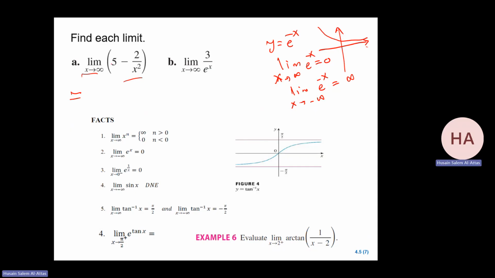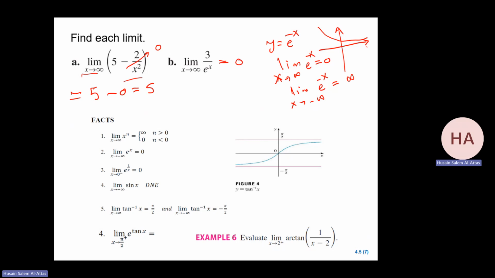Now, if I want to do this limit, so what will be that? 5 is just 5. This one, 2 over infinity, which is 0. So 5 minus 0, which is 5. Here I have e to the power infinity, which is infinity. So I have what? A number over infinity, which is 0.